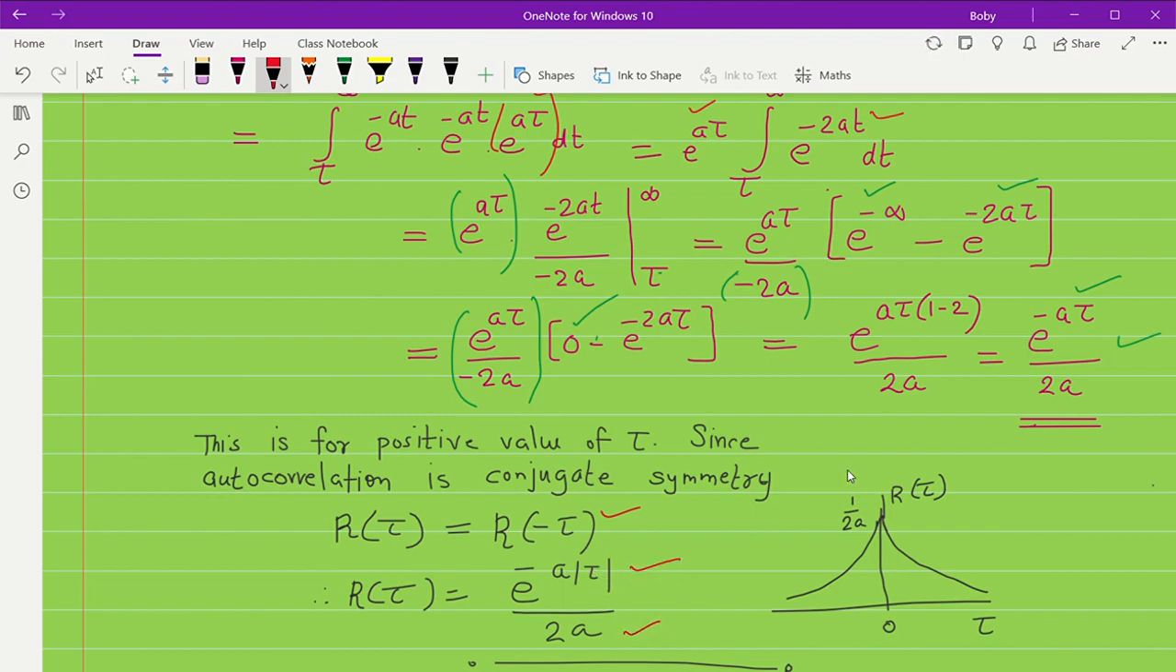After this we would have to find the expression for negative values of tau, but there is no need to do that. The result is e raised to minus a mod tau divided by 2a, because of conjugate symmetry we simply put mod tau here. So this is the final expression of the autocorrelation of the given signal.